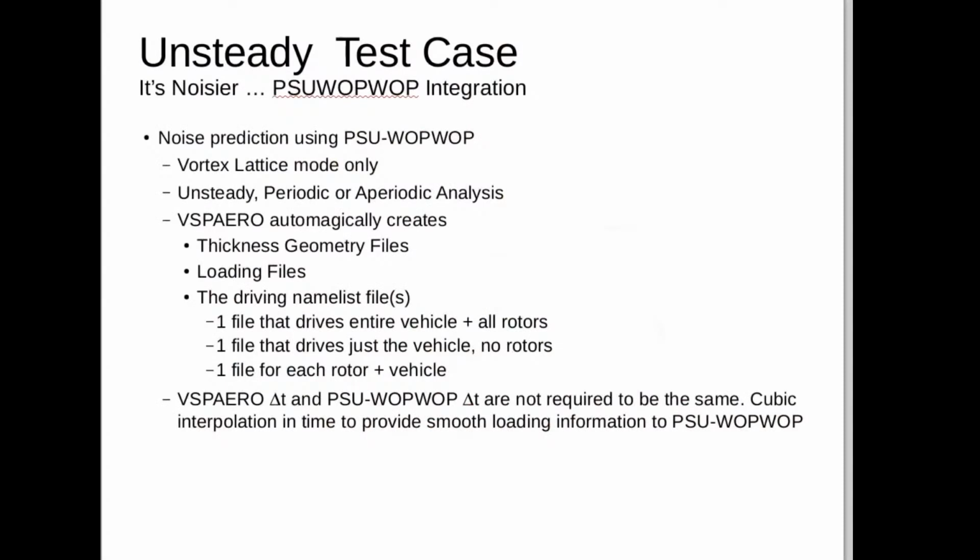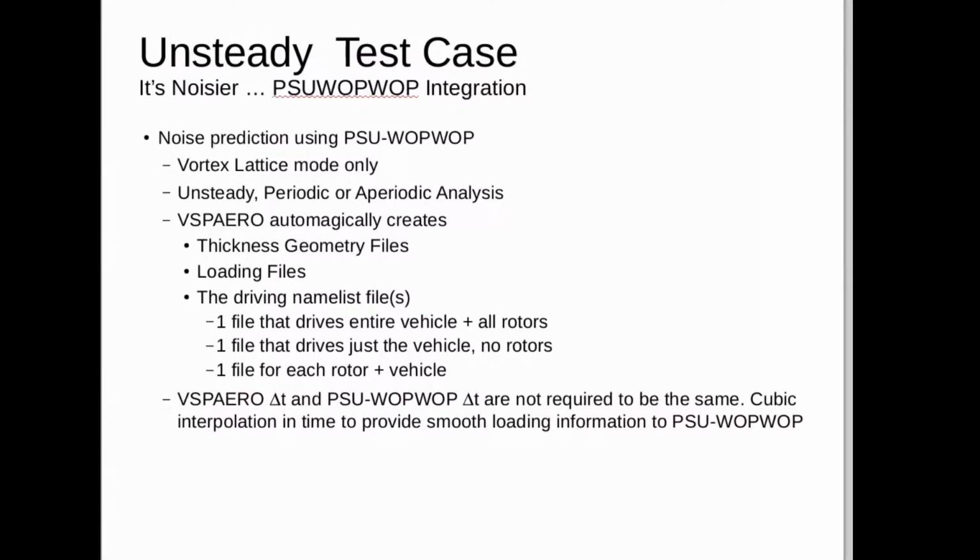Kind of blowing through all this. So it's noisier. We talked about this before last year. So this integration is in there fully. We support outputs to PSU WAP. So if you want to do noise prediction, you can do it using the vortex lattice model process now. It uses that to get the loading on all of the components, so bodies, wings, tails, as well as rotors. That's all written out in the format that PSU WAP would expect.